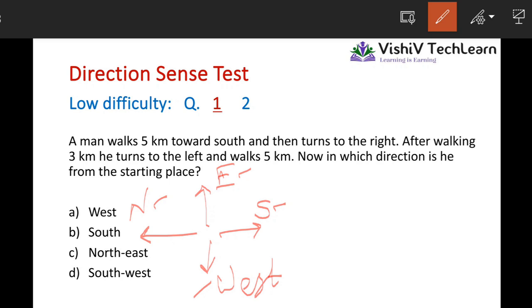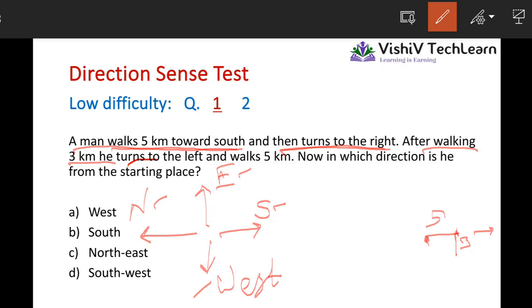Now again let's read the problem. A man walks 5 km towards the south. Let's consider that the man has started from this point, and he is walking 5 kilometers towards south. Then he turns to the right. Now he is at this point facing this side, so his right side will be at the bottom, the downside. So he turns to the right and walks 3 kilometers in the downside.